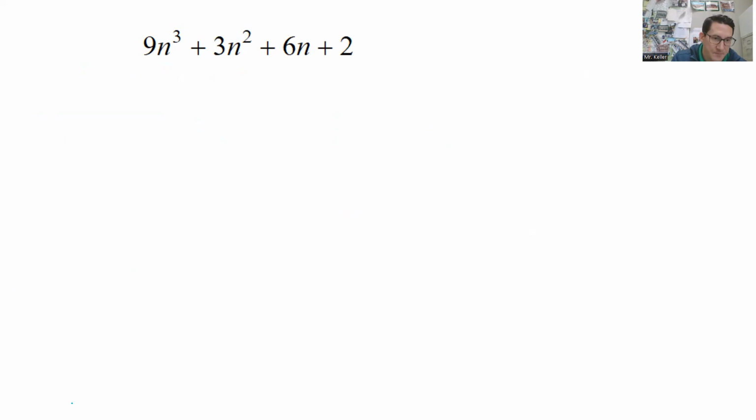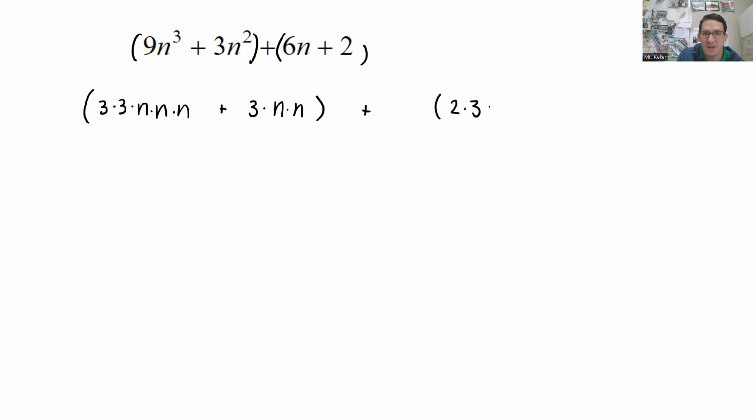9n, yeah, this is a good one. So again, you group the first 2 terms together, the last 2 terms together. I'm going to expand some things. So 9 is 3 times 3, n times n times n. 3, it's fine just here, times n times n. Plus the 6 is 2 times 3, and I have the n. And for this one here, the 2, I'll talk about what we're going to do with that in a second.